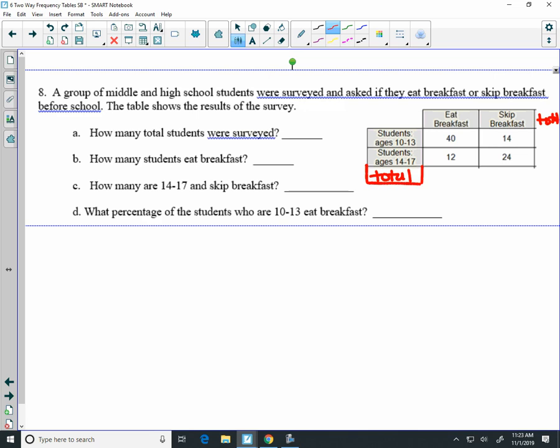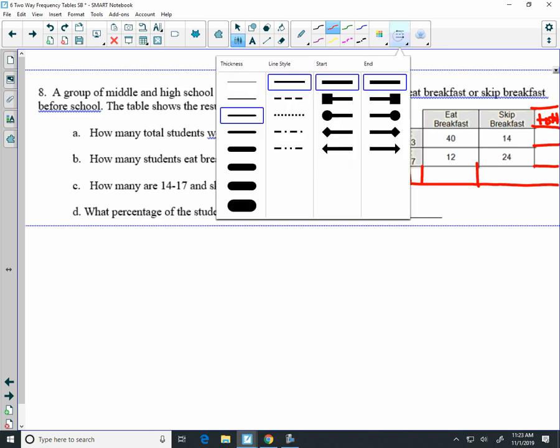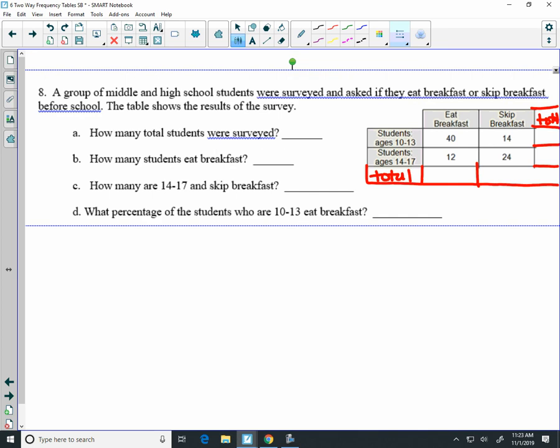Make them happen. You need them to do pretty much any calculation that you would be asked to do with a frequency table. You have to have that total column, and then put those totals in there. 40 plus 12 is 52. 14 plus 24 is 38. 40 plus 14 is 54. 12 plus 24 is 36. And then your total here is 90.